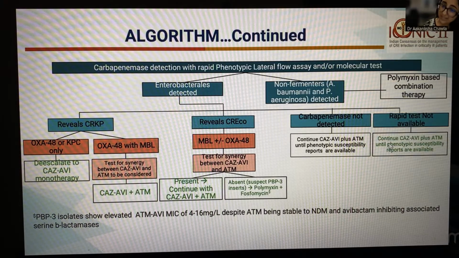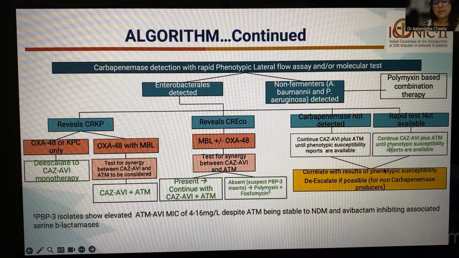If you do not detect carbapenemase, you continue Cas-AVE plus ATM until you get your phenotypic susceptibility. Like I said, you have to send your phenotypic test for all your patients. And similarly, if the rapid tests are not available and you've started therapy, you continue it unless your phenotypic susceptibility reports are available. Once they are available, you correlate the results with the susceptibility and de-escalate. So you de-escalate for non-carbapenemase producers, otherwise you continue.